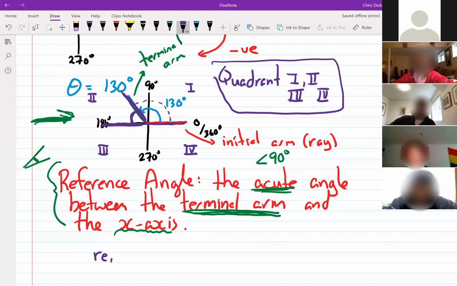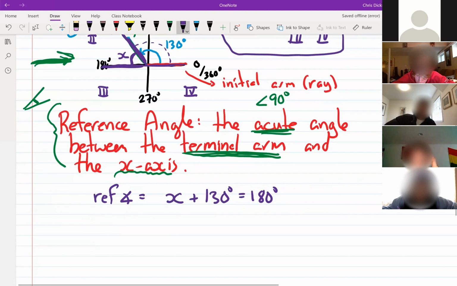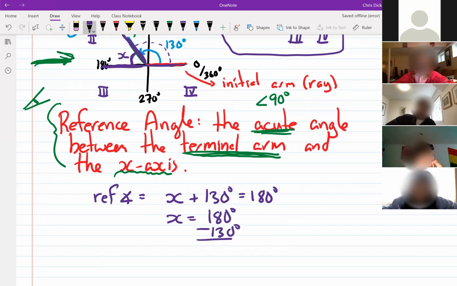So in this question, the reference angle would be, well, basically, let's call it x. X plus the 130 would have to equal 180 degrees. So the angle x here plus the 130 would have to equal 180, or you could say x is 180 minus 130. So the reference angle must be 50 degrees then.